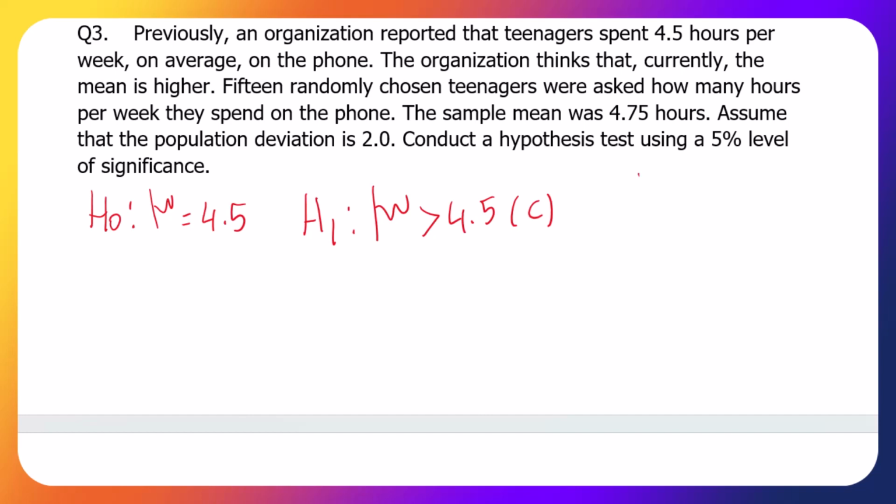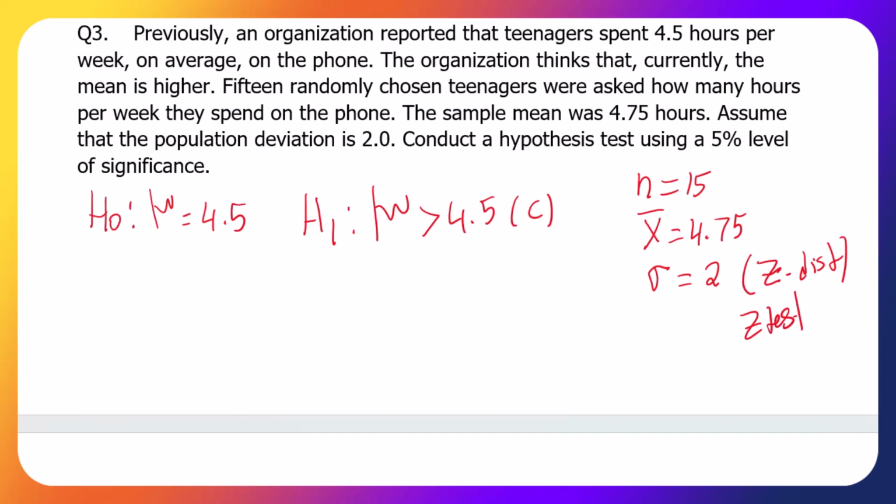15 randomly chosen teenagers, so n is 15. We're asked how many hours per week they spend on the phone. The sample mean was 4.75, so that's x bar. And now pay attention, guys. Assume that the population standard deviation is 2. When I say population standard deviation, it's not s, it's called sigma, which is 2. In this case, we cannot use the t distribution. We have to use the z distribution, which means a z-test, not a t-test. Test the hypothesis at alpha equal 5%.